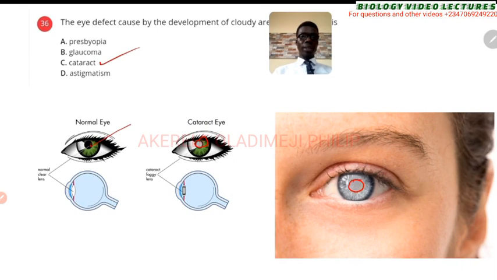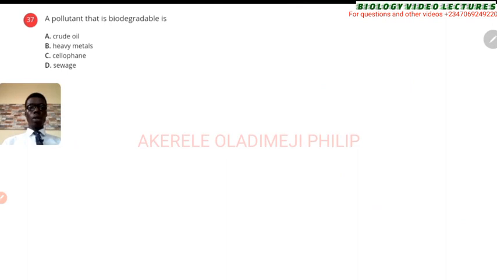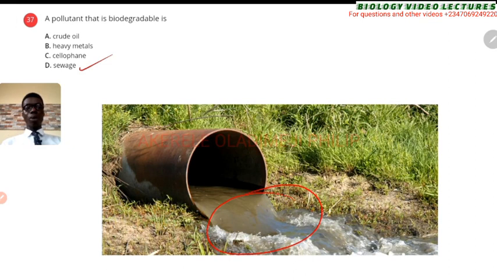A pollutant that is biodegradable. When you hear the word biodegradable, it means it can decay, it can get spoiled, and that is sewage. Sewage is made up of fecal matter, water, and all of those things together from homes. Fecal matter and dirt from homes can decay. Food substances can also decay and can form part of sewage. That's what you see being passed out. All right, but crude oil cannot decay, heavy metals cannot decay, cellophane bags cannot decay. Those are called non-degradable substances.